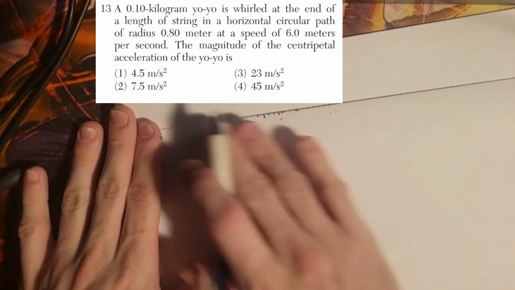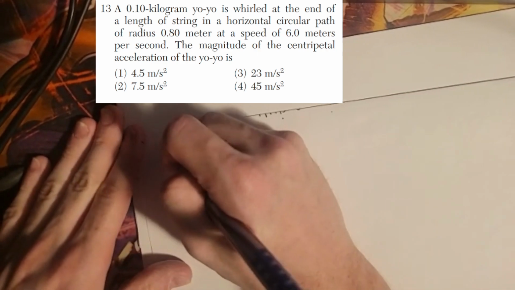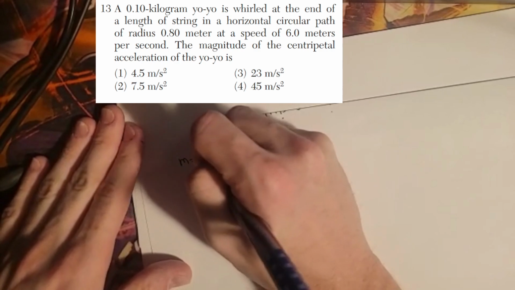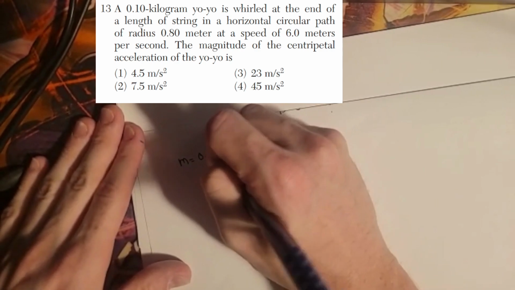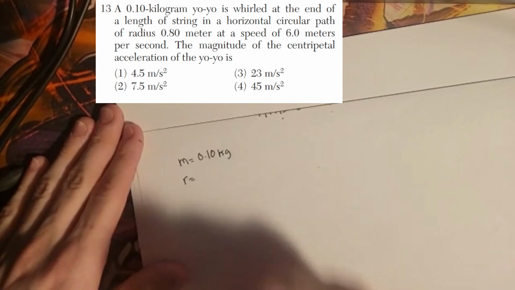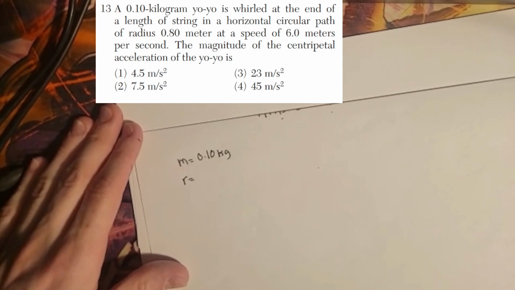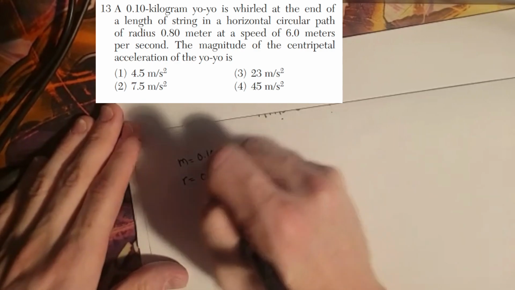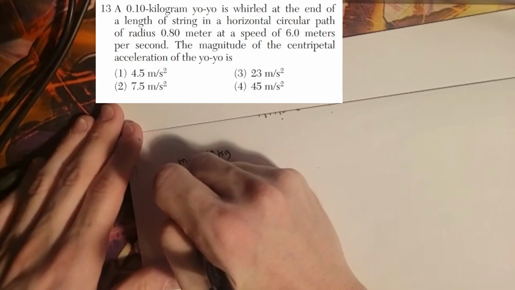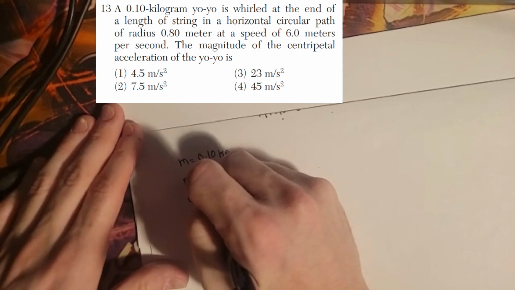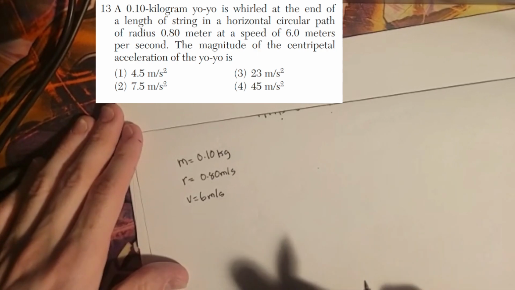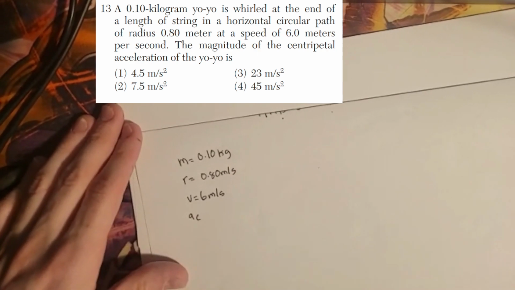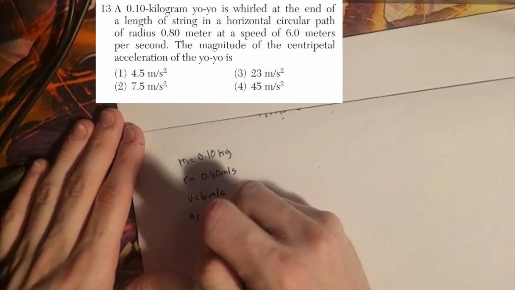Again, let's just start every question the same way. Let's write down what we know. We know that our mass is 0.10 kilograms. We know that the radius is 0.8 meters. And we also know that the speed is 6 meters per second. And then they tell me to find the centripetal acceleration. Centripetal acceleration is ac. So we're trying to find ac here.